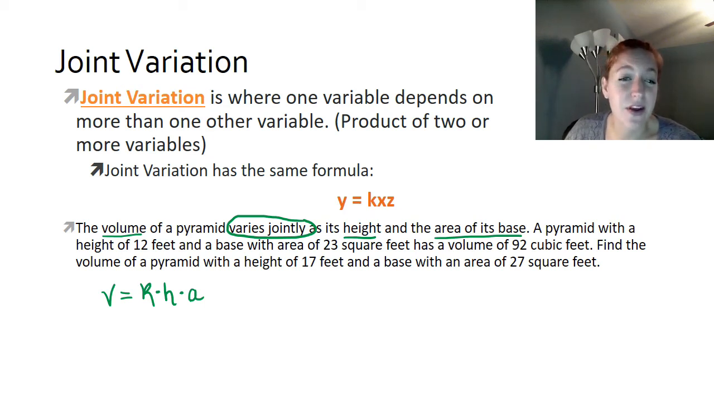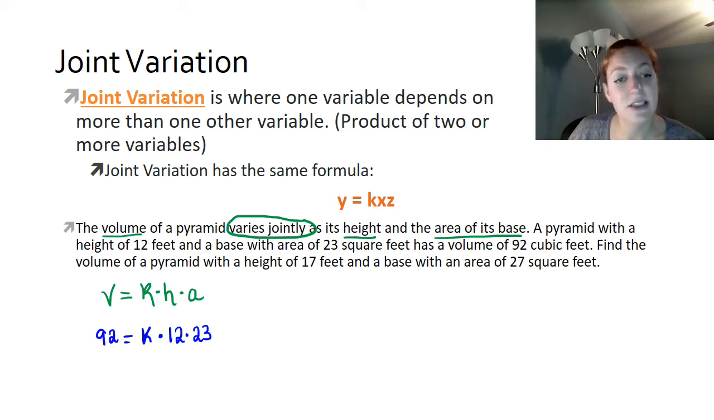Now we can go ahead and figure out what that K is, because that's always the first step, right? Always figuring out what that K is. Now, a pyramid with a height of 12 feet and a base with area of 23 square feet has a volume of 92 cubic feet. So that first sentence gives us all the information that we can plug into our formula to solve for K. So I'm going to plug 12 in for the height. I know the area is 23, so let's plug that in. And I know the volume is 92. So I plugged it in for the correct variables.